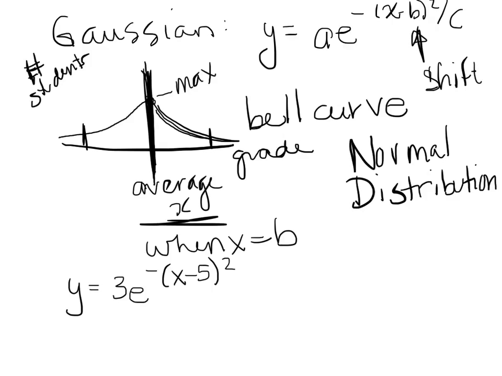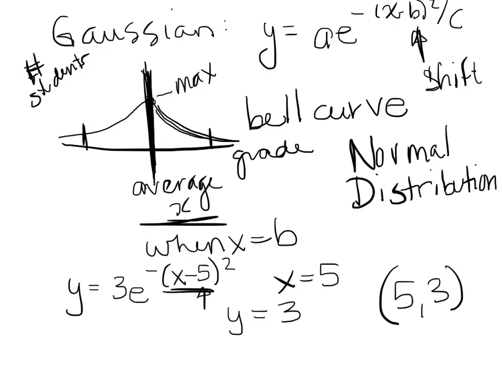Okay, so what I would do is say, well, the average is going to happen when x is equal to 5, because that's this number here. And then I just have to figure out what the y value is. And, well, if x is 5, then all of this is 0. e to the 0 is 1, so y is equal to 3. So I'm at 5, 3 is the location of this point right here, the maximum. So the maximum of the function is 3 when x is 5.